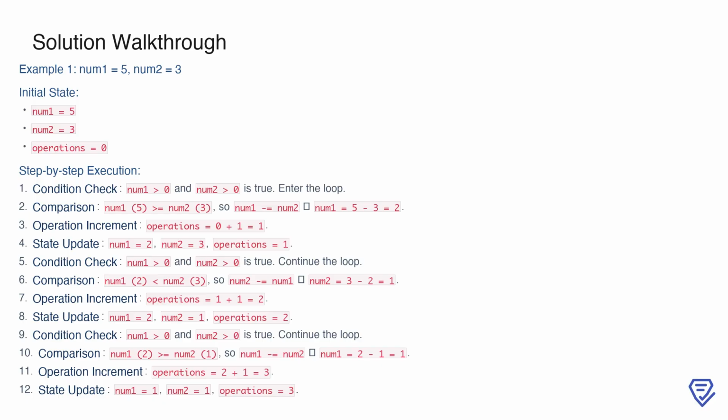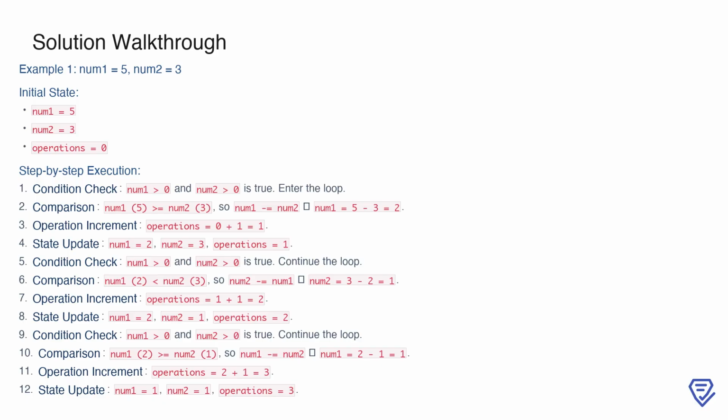This time, number 1 is less than number 2, so we subtract number 1 from number 2, making number 2 equal to 1. The operations counter is incremented again, reaching 2. The state now updates to number 1 equals 2, number 2 equals 1, and operations equals 2. Once more, we check the condition and proceed because both numbers are still greater than 0.